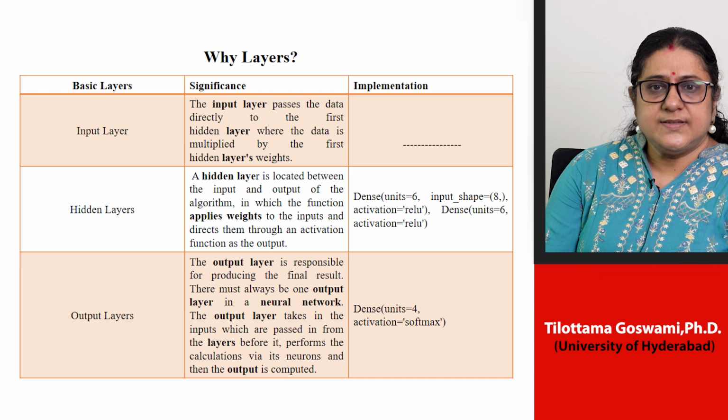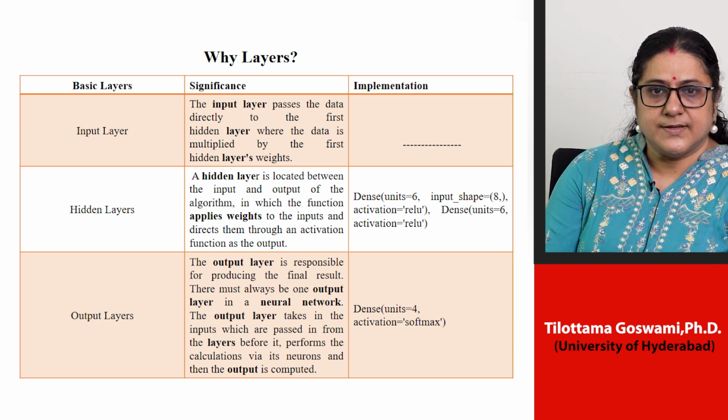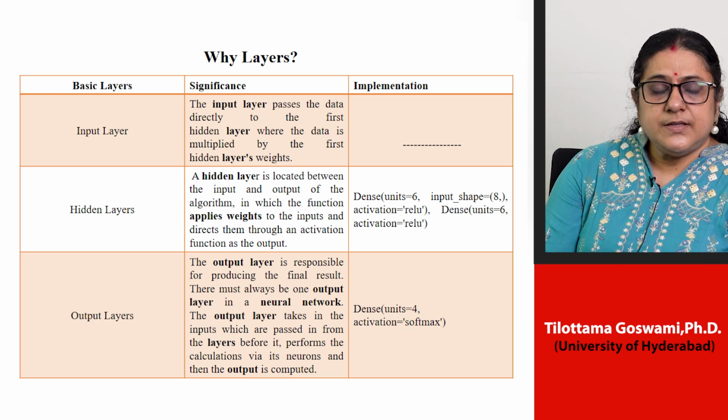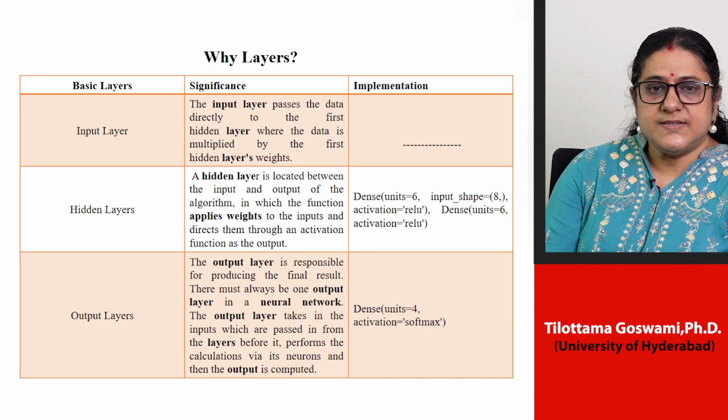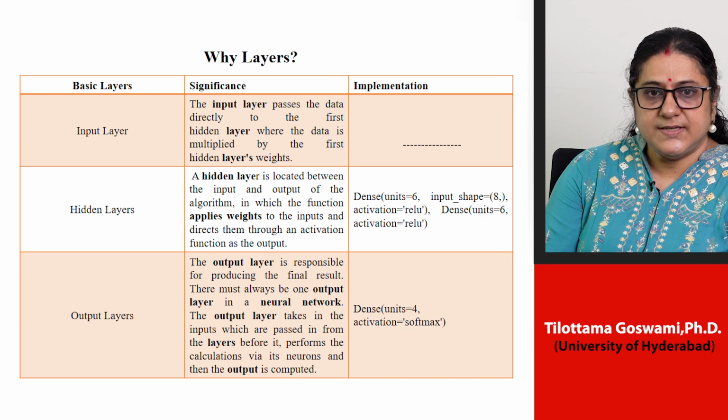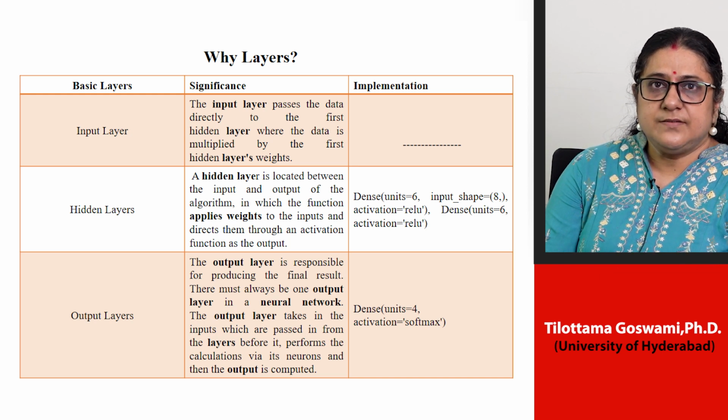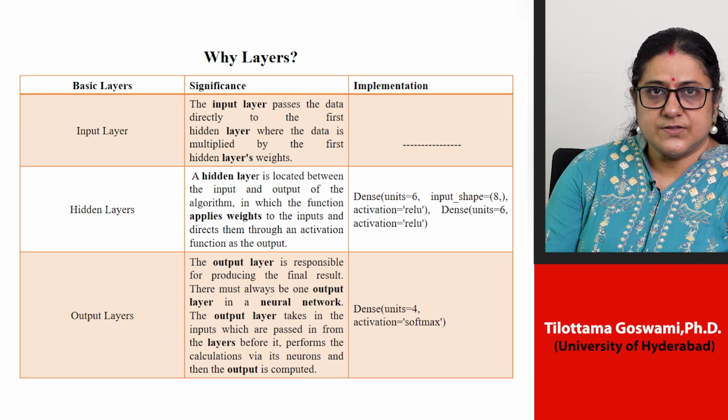Output layers. It is used for producing the final result in the neural network. In this, the activation used is softmax. The function name is the same as dense, but the activation used here is softmax for multi-class classification.